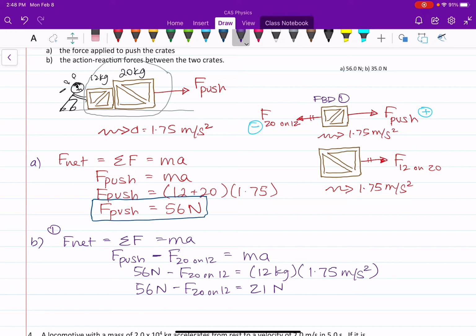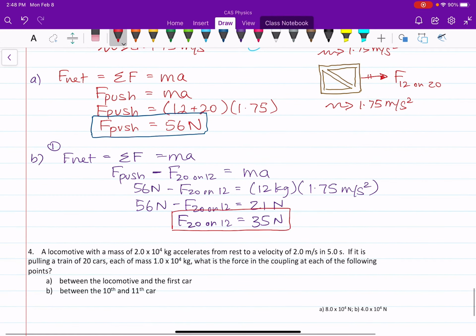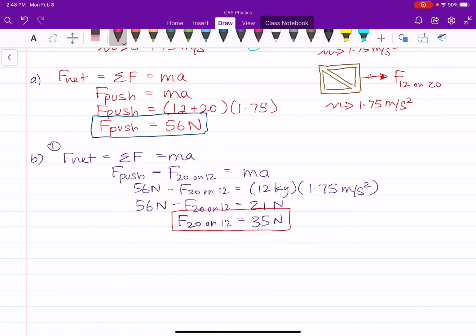So then I can rearrange everything. Force of 20 on 12 equals 35 newtons. So that's my answer to part B. And I could have solved that either way, either using the free body diagram I did use, or, like I showed you in class, and I can make it explicit here, I could have used the other free body diagram, the one that you can see in the top corner of the 20 kilogram mass.